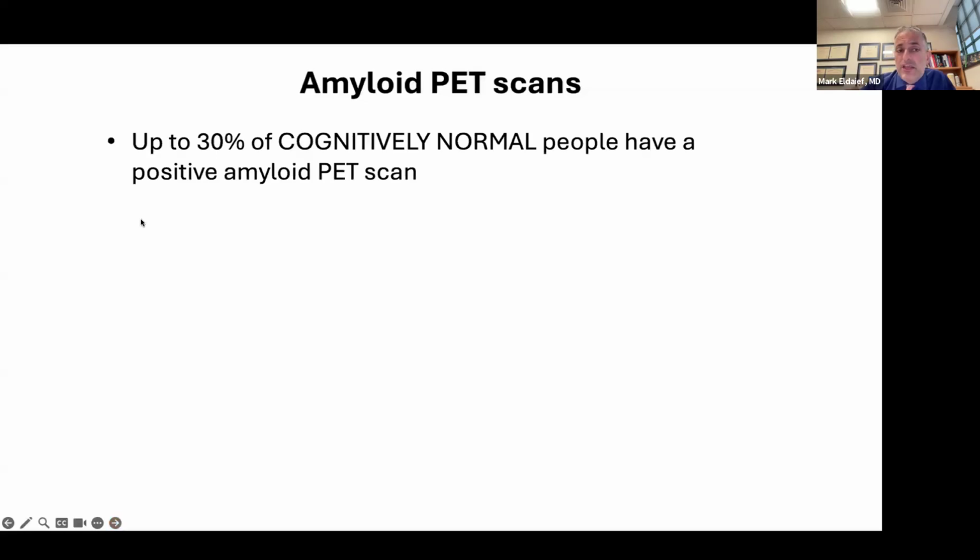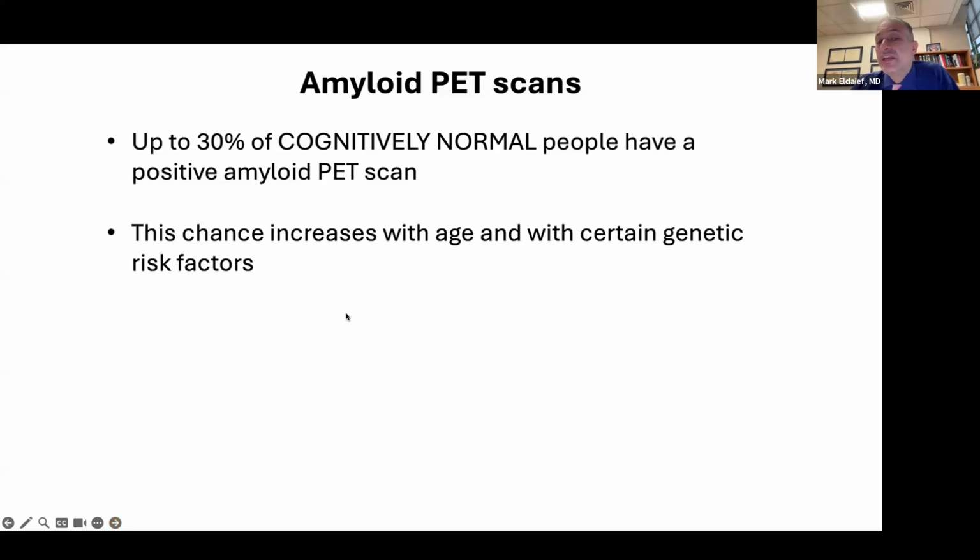So interestingly, if you get above a certain age, about 30% of people who are cognitively normal, and that means that if you tested them, you did really difficult memory tests with them, you did really difficult tests of their executive function and their thinking, and they're perfectly normal, up to 30% of these people can have a positive amyloid scan above a certain age. But the thing is that this will increase with age.